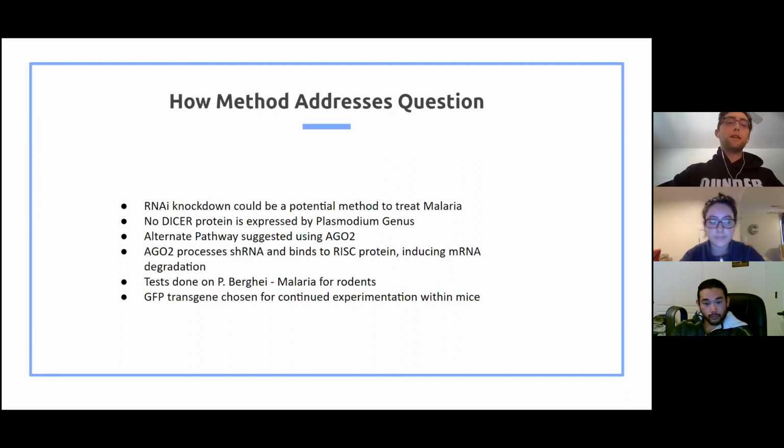So these AGO shRNAs serve as the key to the RNAi pathway being tested. Tests were done on P. berghei, the rodent equivalent of malaria in humans, and a GFP transgene in P. berghei that was stably and ubiquitously expressed was chosen for continued experimentation within mice.